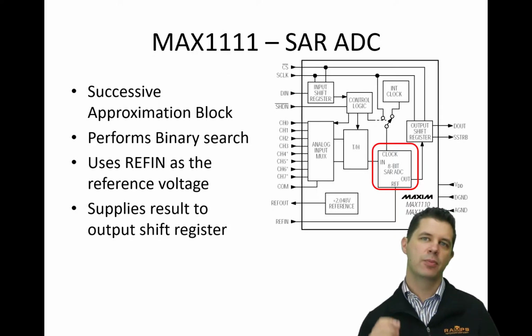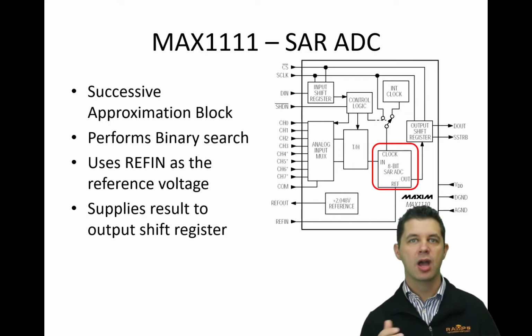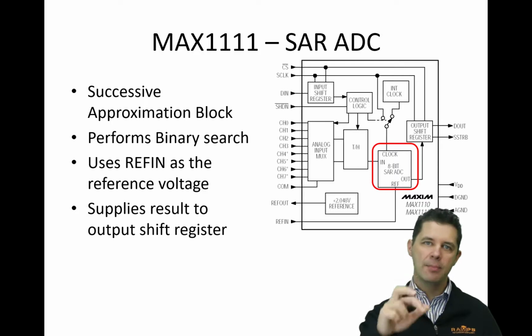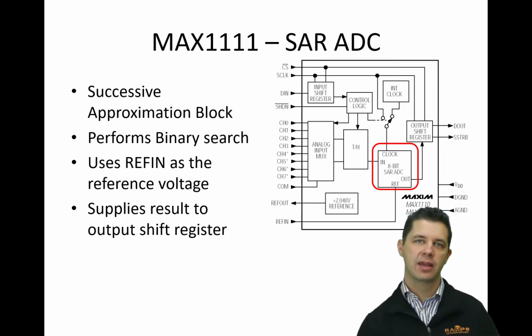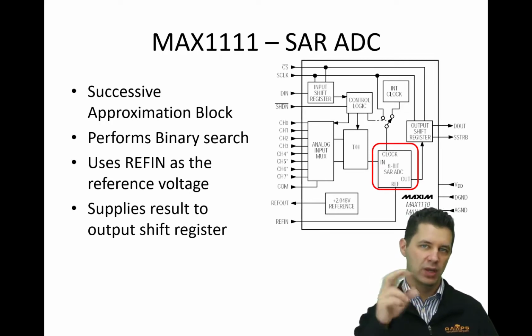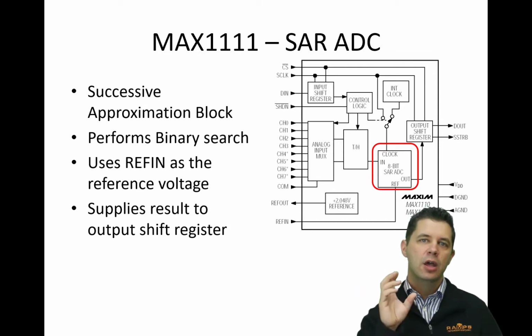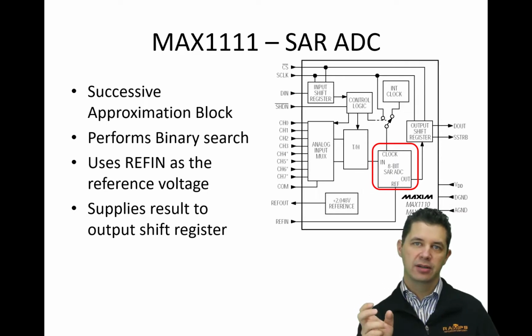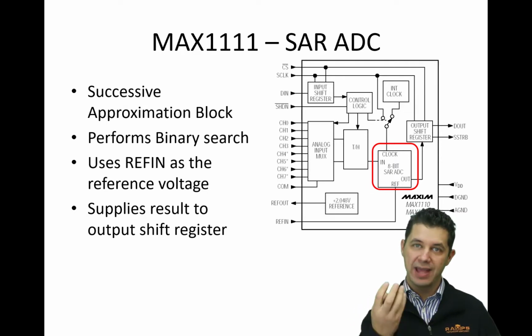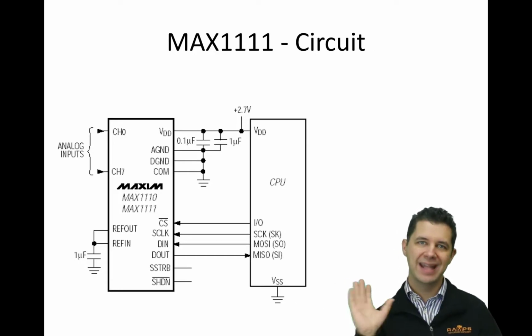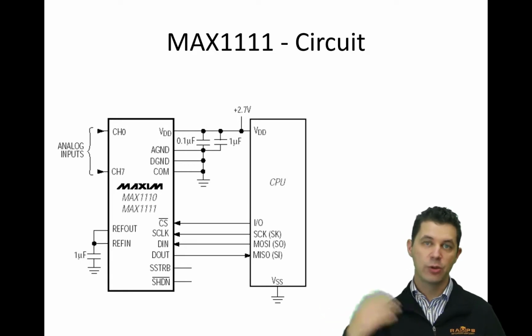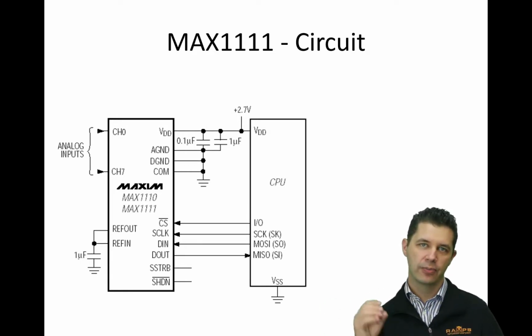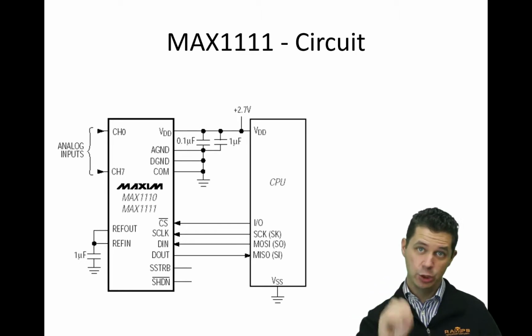Our next part's the successive approximation block. And that successive approximation block performs our binary search, successively 1 bit at a time, honing in, removing half the search space and working out what our analog voltage is. It uses our ref in as our voltage reference, or whatever reference is supplied to it, and puts the result in an output shift register, a series of bits that allow us to work out what our analog voltage output is. This is how we connect it up to our microcontroller or microprocessor or whatever we're connecting it up to. I've mentioned it's SPI. We've got our clock bit and our data bits, both in both directions, it's bidirectional, and a chip select bit as well from the microcontroller telling this device that we're actually using it at this point of time.